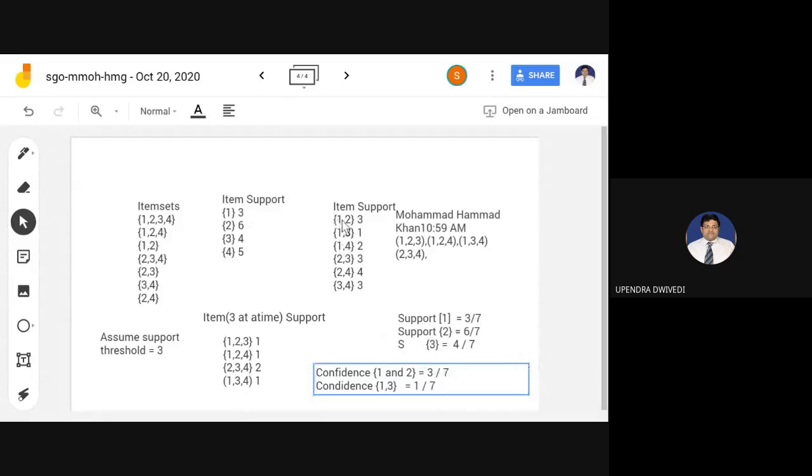Same thing, if you are calculating the confidence of 1 comma 3, the number of transactions involving 1 comma 3 is 1, and the total number of transactions is 7. So we write 1 by 7. In the same way we calculate the confidence of each and every item. You can find that 2 comma 4 will have a higher confidence level because it has more transactions involving it. Now, back to the slide.